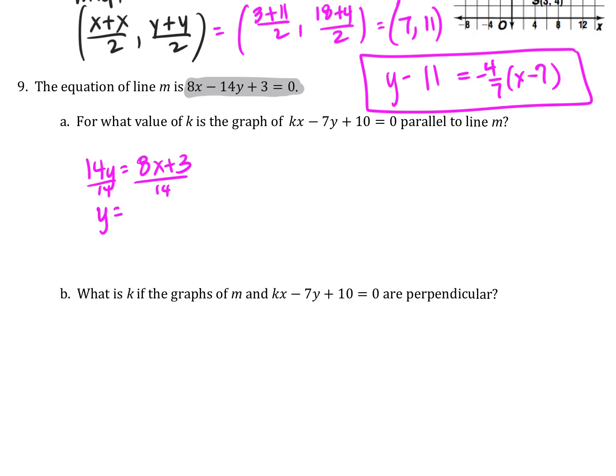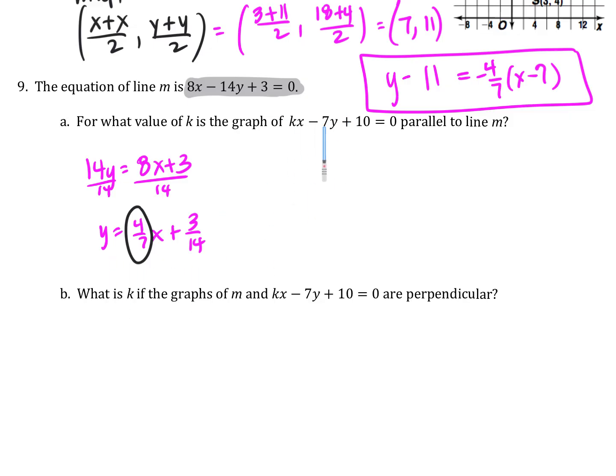Eight 14ths, what are we going to say that is? 4/7. Perfect. I'm going to move this down a little bit. Y equals 4/7 x, and then it's plus 3/14. Doesn't even matter because we just really cared about that slope. So they said, for what value of k is this graph parallel to this graph? What do these two graphs need to have? They got to have the same slope.